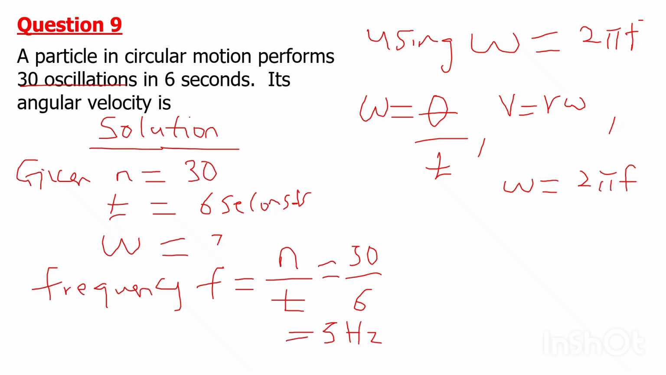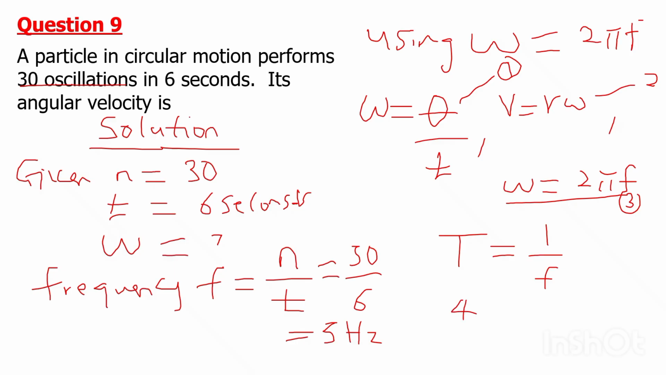There is what is called period. Period is equal to 1 over the frequency. This is formula 1. This is formula 2. This one is number 3. The fourth one that I want you to note is angular velocity can also be 2 pi over t, because there is a relationship between period and frequency. Please note all these formulas.